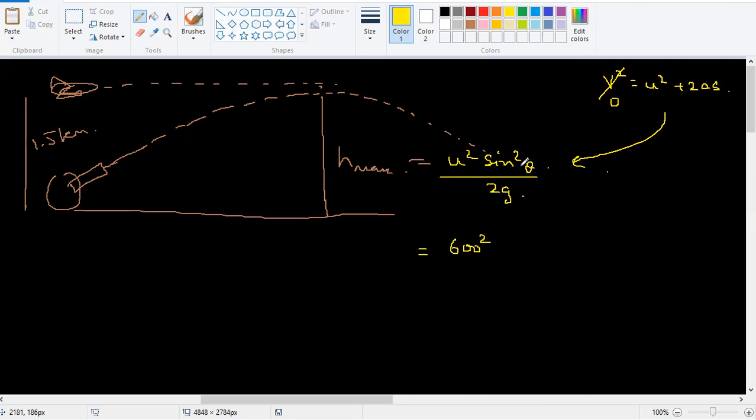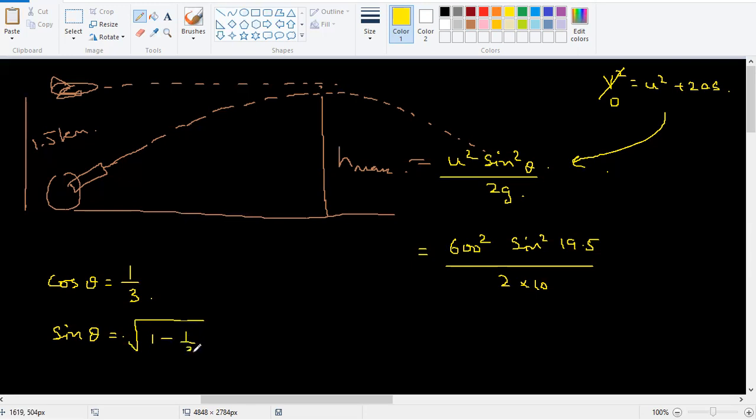So since we calculated theta as 19.5, right? Using that, you can calculate this. So sine squared 19.5 divided by 2g into 10. Sometimes you may not be having a table. So what you can do is that cos theta, we found it as 1/3. So that means, can anyone tell me what will be sine theta? Root 1 minus 1/9. Very good. Remember this formula, that sine squared theta plus cos squared theta is equal to 1, which means if I want sine theta, 1 minus cos squared and then square root.